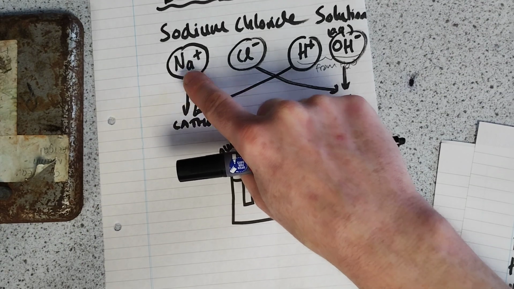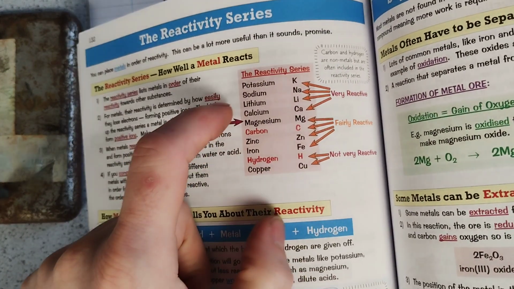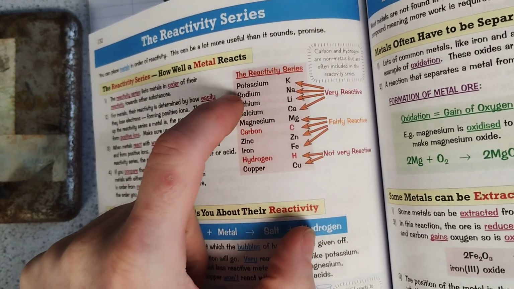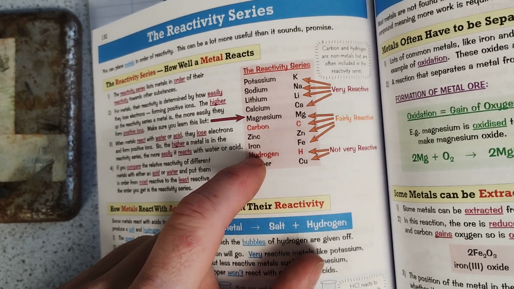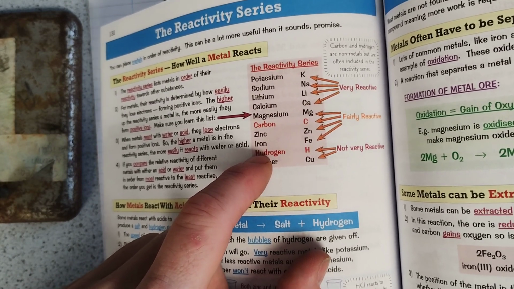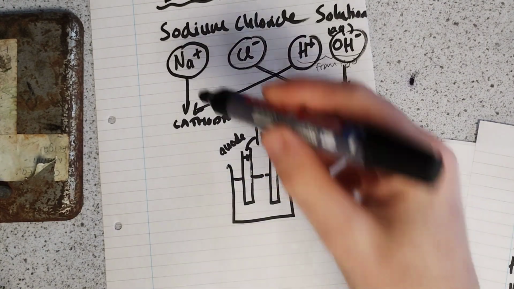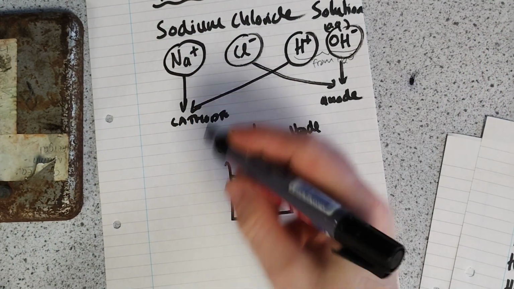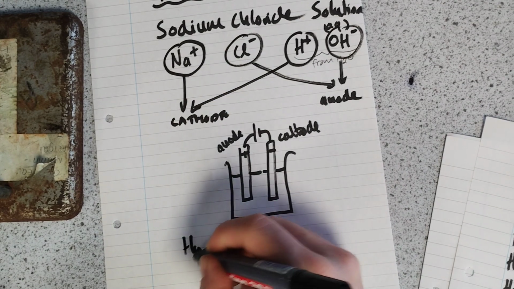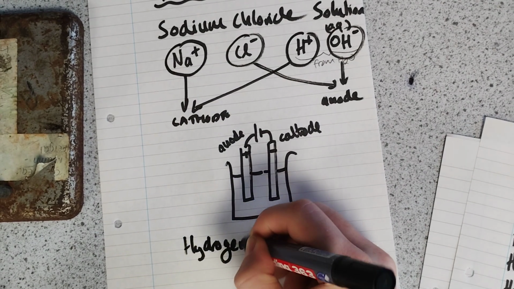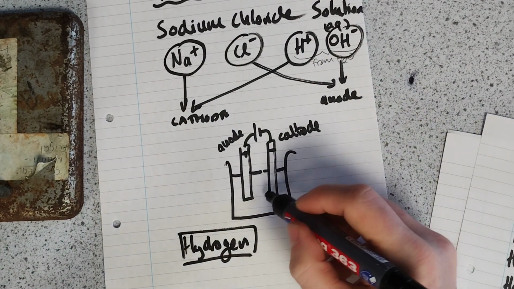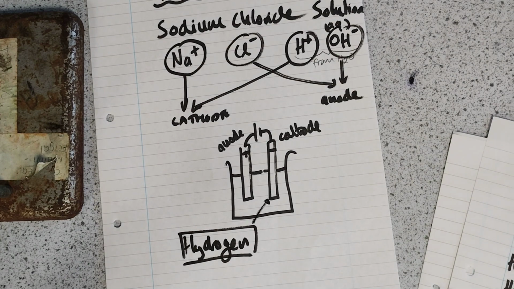Well, I know that sodium is really, really reactive. But let's just prove this on a reactivity series. It's from your textbook. There's sodium at the top. Hydrogen's right down the bottom. So sodium is more reactive than hydrogen. My rule says that means hydrogen will form. So I'm going to carry this on down here. So you're going to make hydrogen. Hydrogen will form, not sodium, and that's going to form at this electrode here.